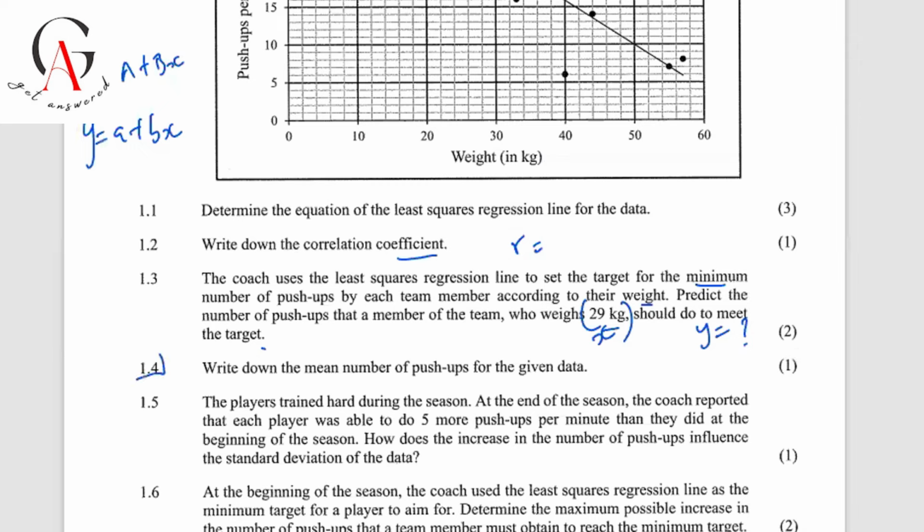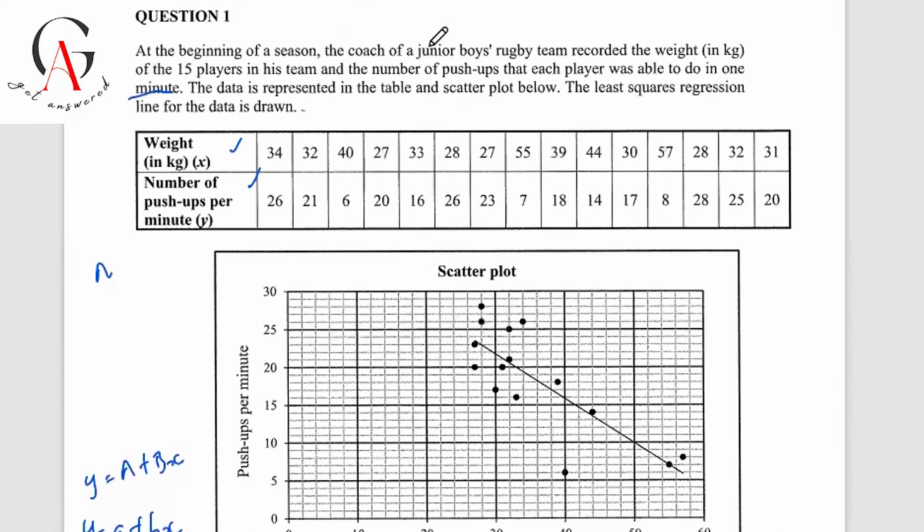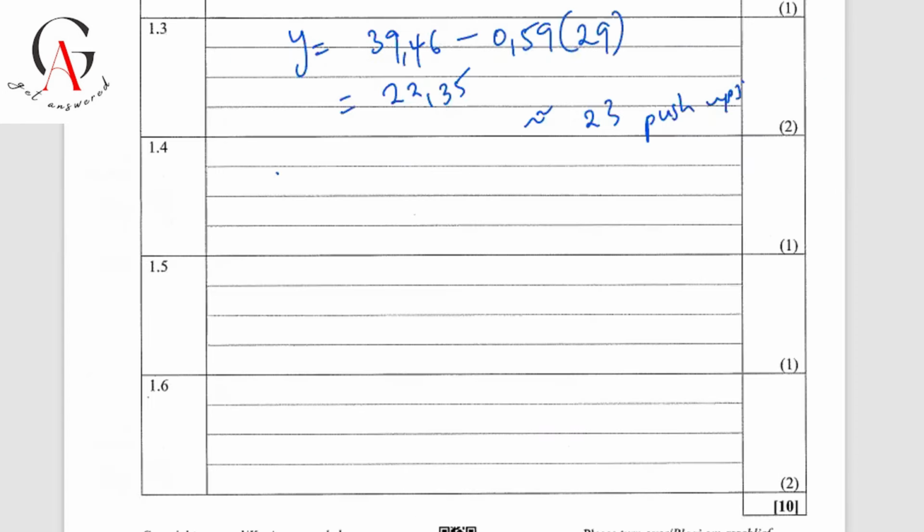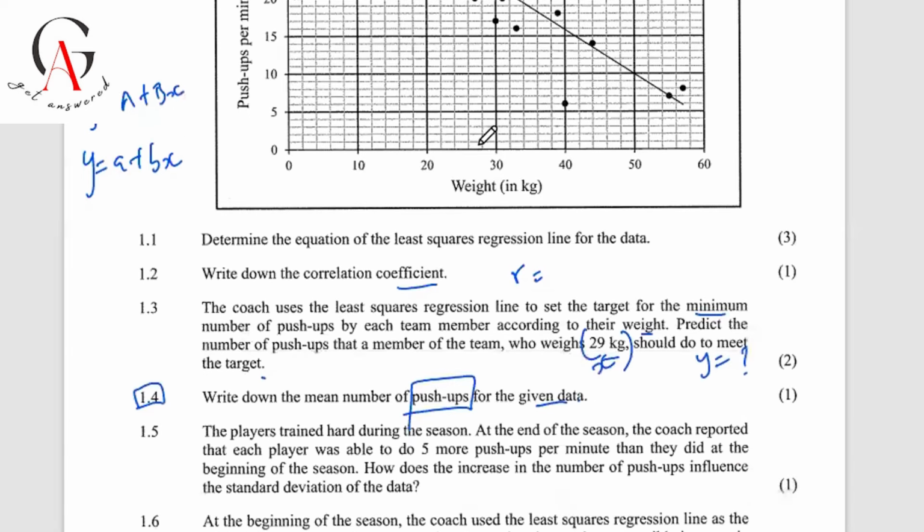All right, then 1.4, they want us to get the mean number of push-ups for the given data. Mean number of push-ups, which means we're looking at the Y values, okay? So we know that for us to get the mean, we shall just add that, and then the answer we get, we divide it by 15, or you can just directly punch that into your calculator. So I'll say the mean for the push-ups, which is Y bar, will be the summation, which is 537 divided by 15. This is giving me 35.8. If you round that off, you'll get 36 push-ups. Okay. Then 1.5.